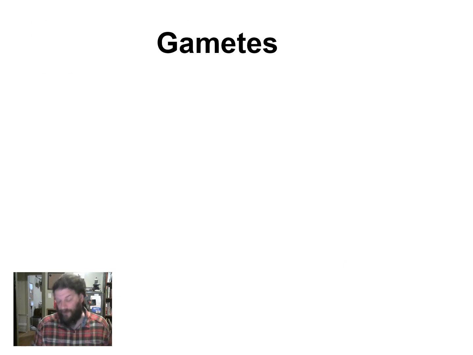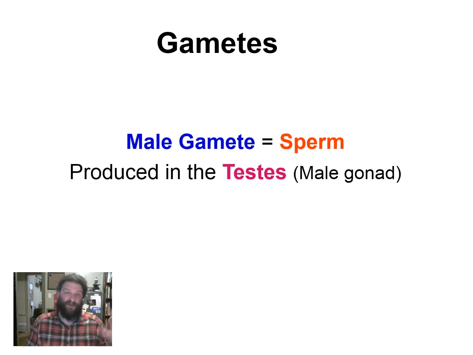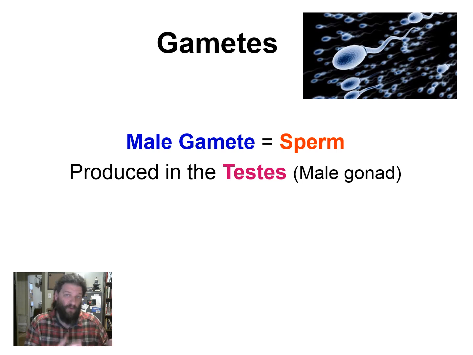Regardless of whether we're talking about plants or animals, those specialized cells that fuse to form a new individual are called gametes. The male gamete is the sperm, produced in the male gonad. No, gonad is not a bad word. It's a technical term. You can use that. The male gonad is the testes. Now, testicles are testes. They're just kept outside of the body, in a scrotum.